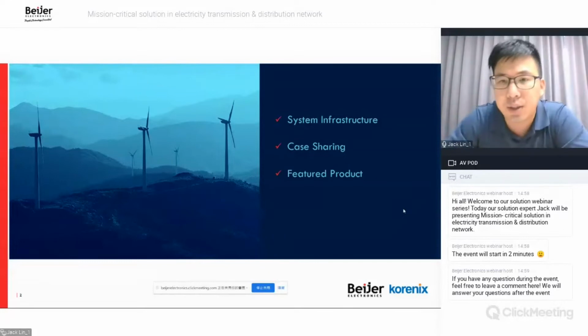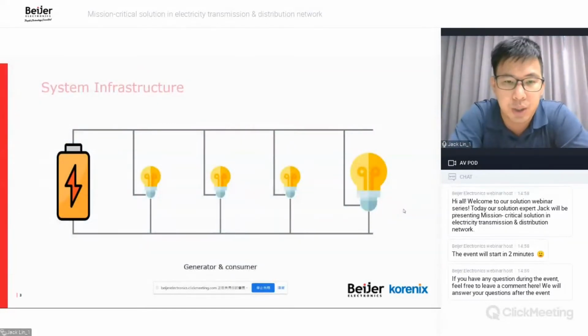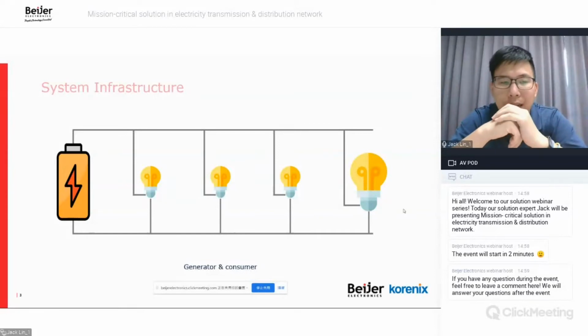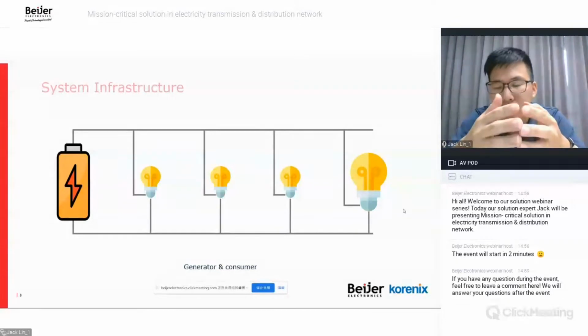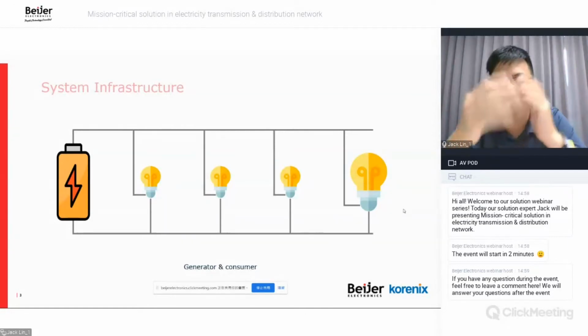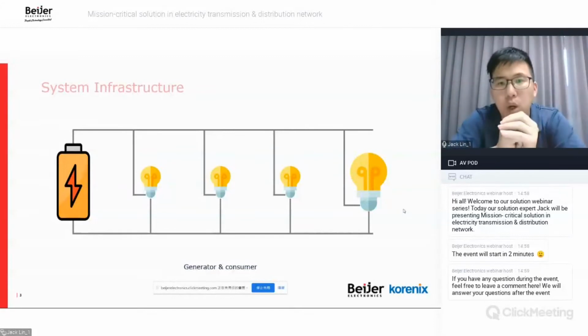Okay, let's start with system infrastructure. Any system that is related to electricity transmission in the energy segment can be simplified as generator and consumer. That is the most basic fundamental in any energy segment or any energy network. A generator, which in this illustration is the battery, and the consumer is the light bulb. As you can see, this is a very simplified topology in the infrastructure, where the battery is providing energy, providing power, electricity to the light bulbs.